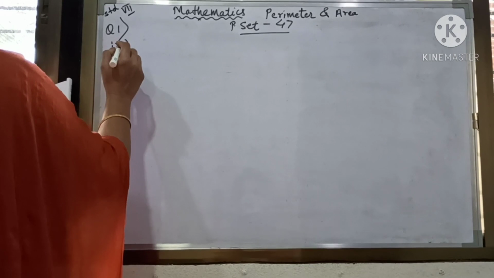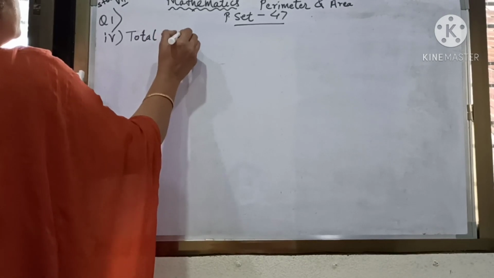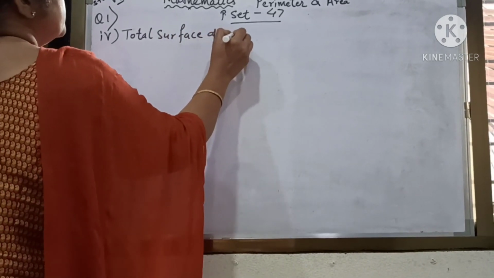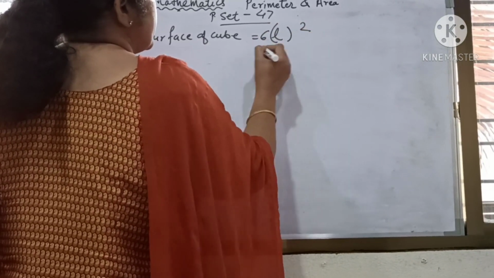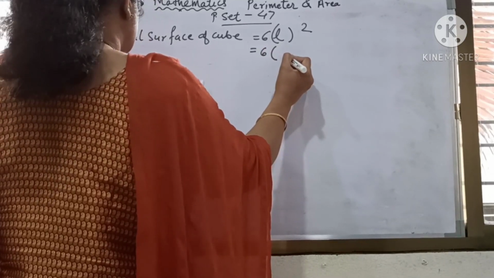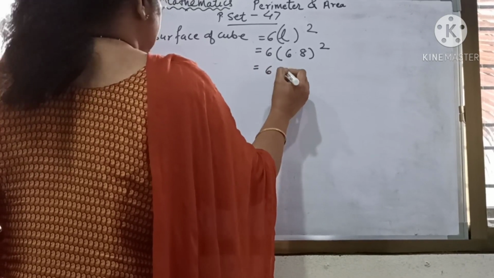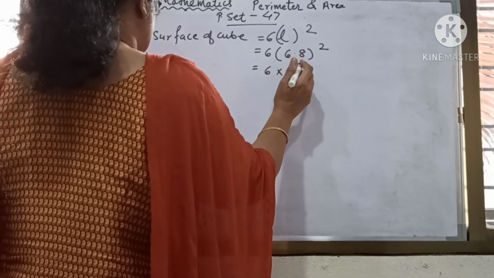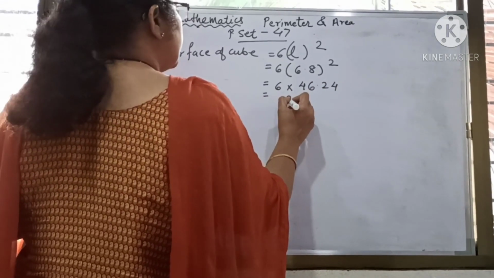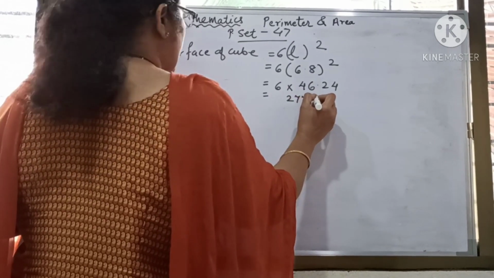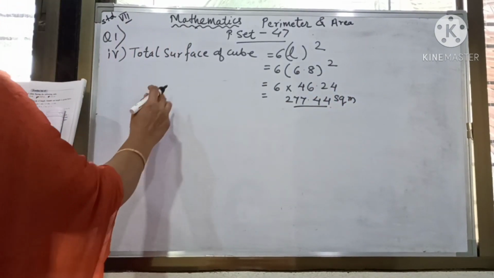The side is given to you, 6.8 meters. So we will write the formula: total surface area of cube is equal to 6 into L square. Now 6 into L square, that is, the side is given to you, 6.8 square. Substitute the value. 6 into the square of 6.8 comes to 46.24. So after multiplication you get 277.44 square meter. This is the total surface area of the cube.